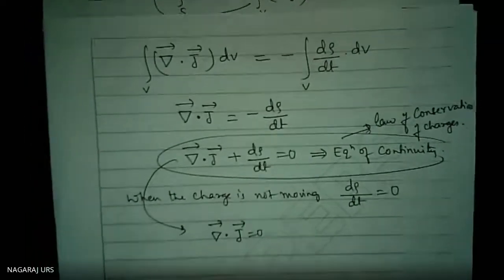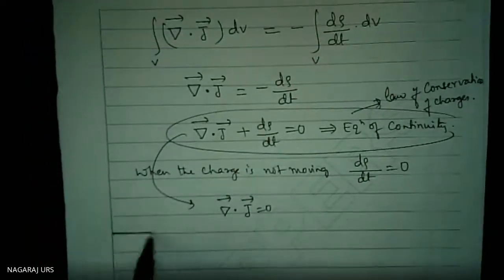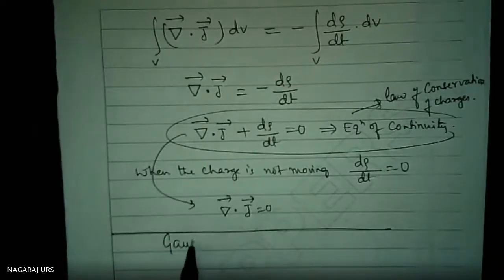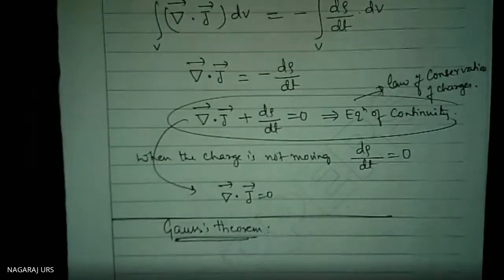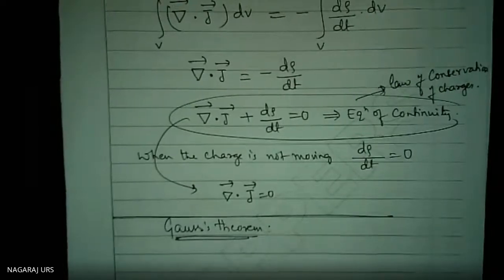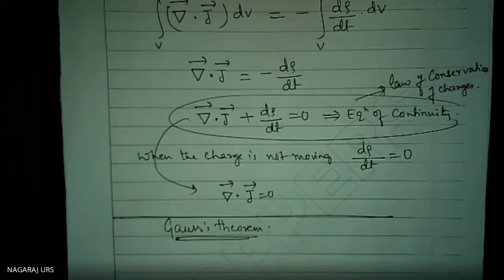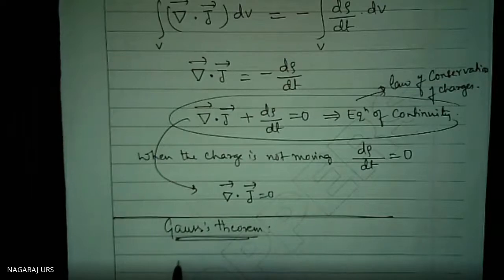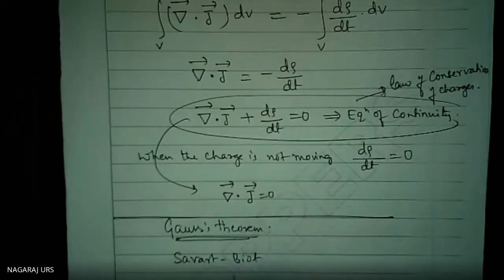So which are the 4 laws? One is Gauss theorem. The total electric outward flux is equal to 1 by epsilon naught times the total charge enclosed. You know already about these concepts. This is the Gauss law, and you know about the Biot-Savart law, named after the 2 scientists, Biot and Savart.